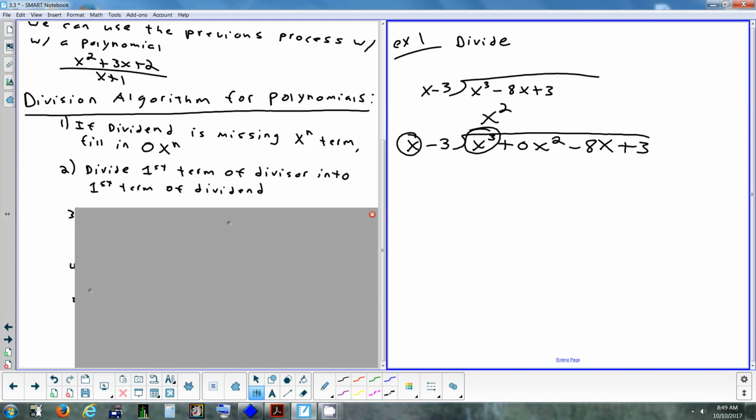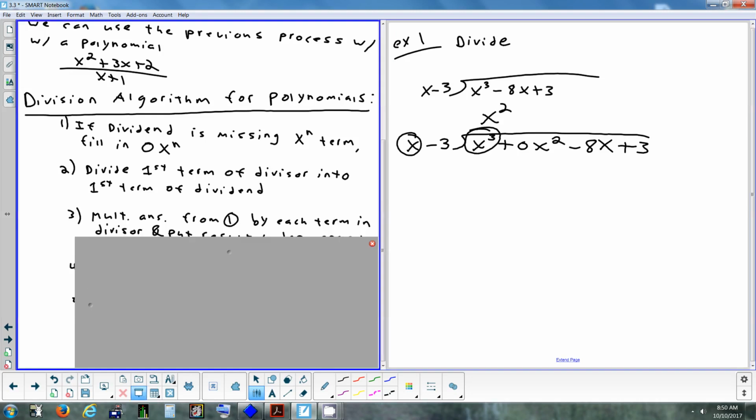Any questions on that? So that's the first term of the divisor going into the first term of the dividend. Now you're going to take the answer you just got and multiply it out to each term in the divisor and make sure you put like terms in the same columns. That's what it means by put the result under the appropriate term. We're going to line up like terms. So let's multiply it back up and see what happens.